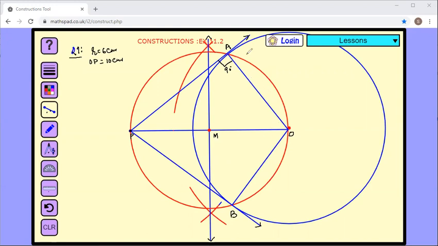But for this bigger circle, blue circle, OA is the radius, and if a line is making a 90-degree angle with the radius and is touching the circle, then that line is definitely a tangent to the circle.